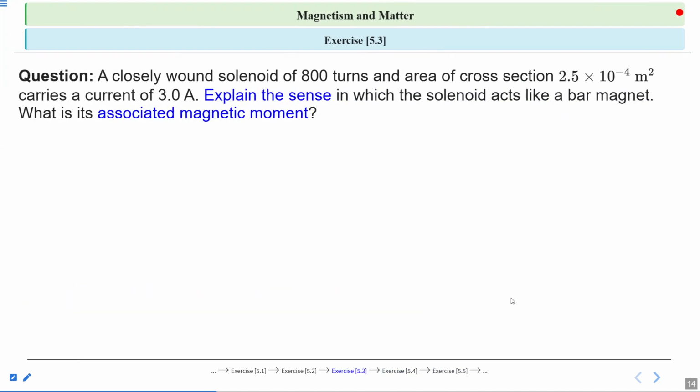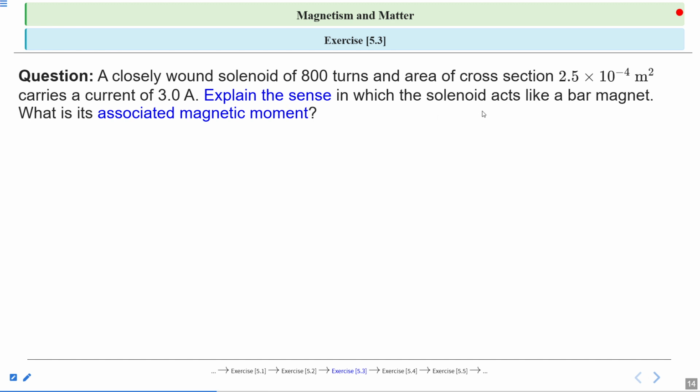Okay, next question, exercise 5.3. A closely wound solenoid of 800 turns. N is given, and area of cross section 2.5 into 10 to the power minus 4 meter square. A is given, and it carries a current of 3.0 ampere. Current I is given 3 ampere, capital N is given 800 turns, and A is given 2.5 into 10 to the power minus 4 meter square.